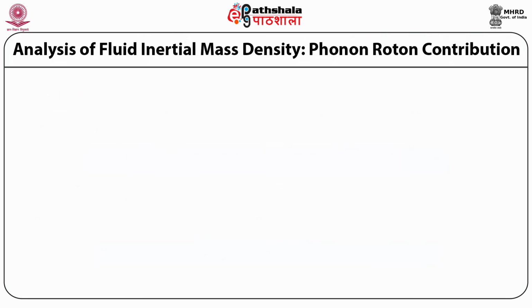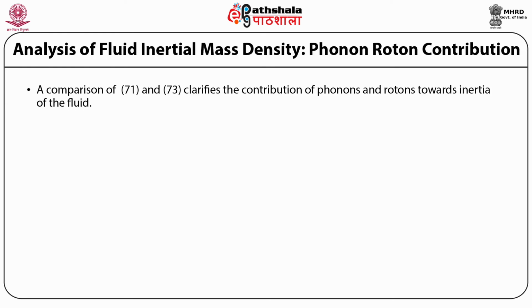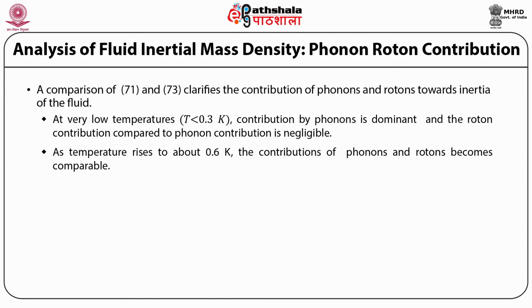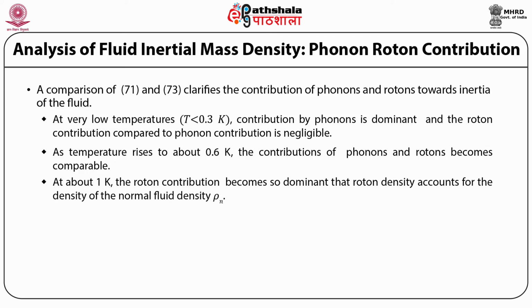Now let us try to analyze the fluid inertial mass density and the phonon-roton contribution. A comparison of 71 and 73 clarifies the contribution of phonons and rotons towards inertia of the fluid. At very low temperatures, that is T less than 0.3 K, the contribution by phonons is dominant and the roton contribution compared to phonon contribution is negligible. As temperature rises to about 0.6 K, the contributions of phonons and rotons become comparable. At about 1 K, the roton contribution becomes so dominant that roton density accounts for the normal fluid density, that is ρ_n.